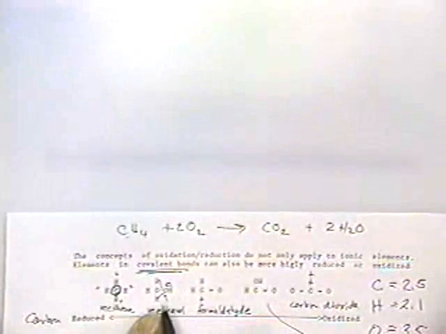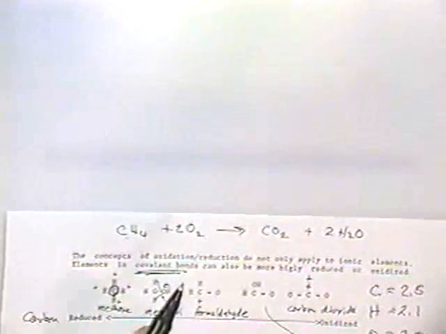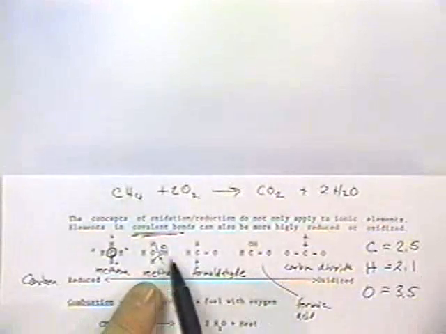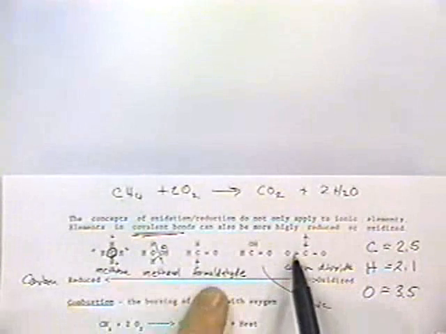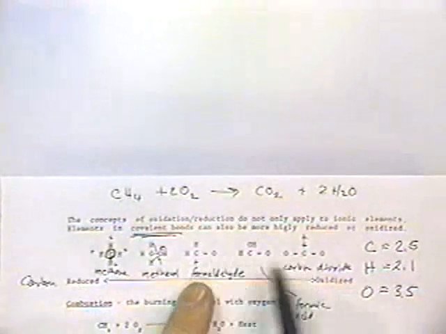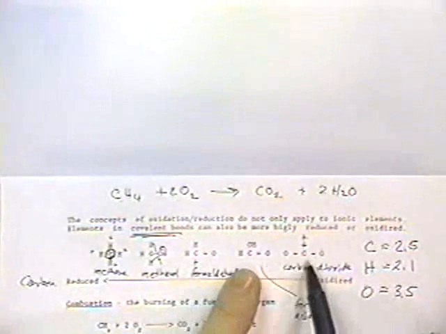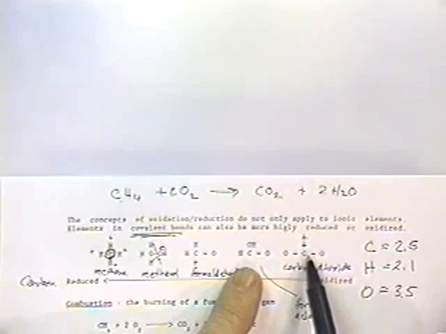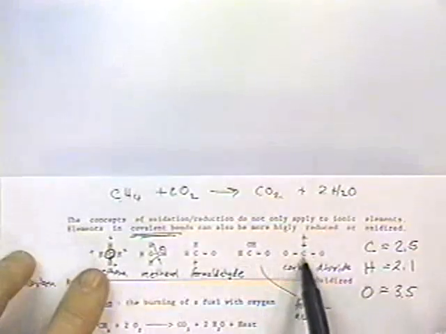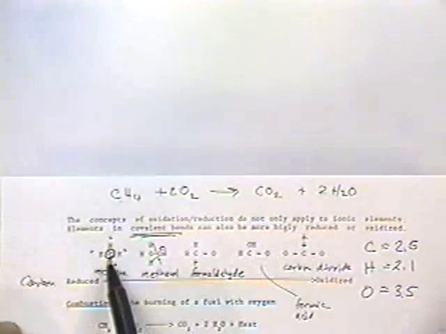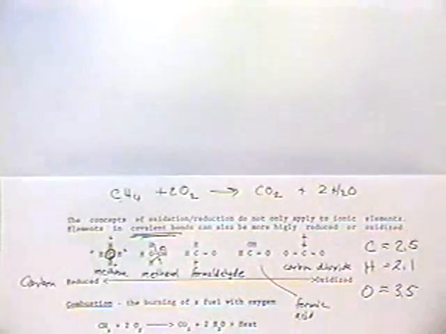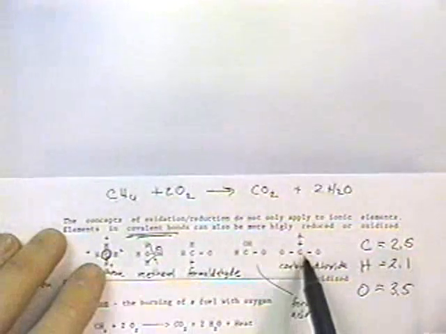If I were then to react methanol with oxygen, methanol is already partly burned. It's already partly oxidized. So if I burn methanol as a fuel, I don't get as much energy out of it. If I burn formaldehyde, it's partly burned, and this formic acid is almost completely burned. So if I try to combust formic acid, I don't get very much energy at all. So the idea is big deltas in your electronegativity cause large amounts of energy to be released.